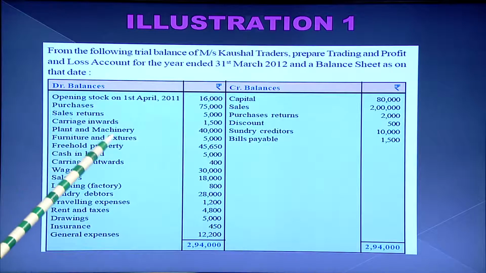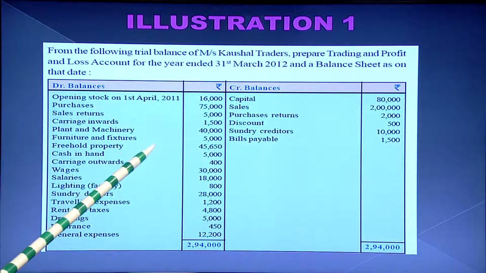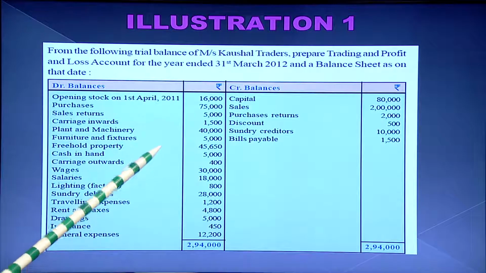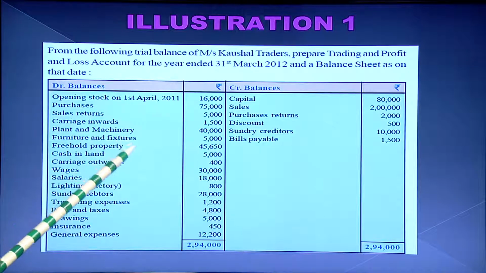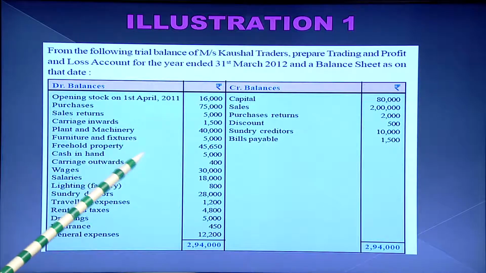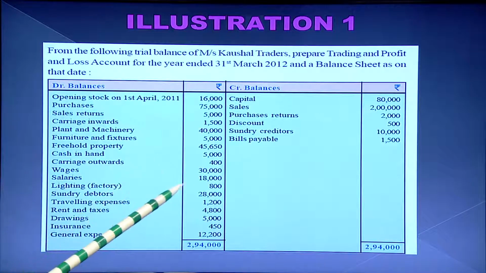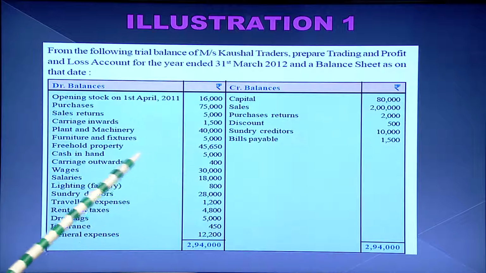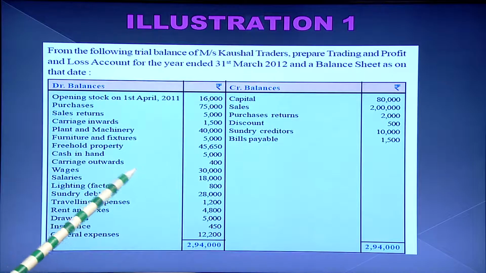Next is carriage inward. There are two types of carriage you will find in the questions. One is carriage inward and the other is carriage outward. Carriage inward, that is our direct expense, that will be shown in the trading account, and carriage outward, that is indirect expense, that will be shown in profit and loss account. Okay. Next is plant and machinery. Plant and machinery, this is asset. So, that is written in the balance sheet.